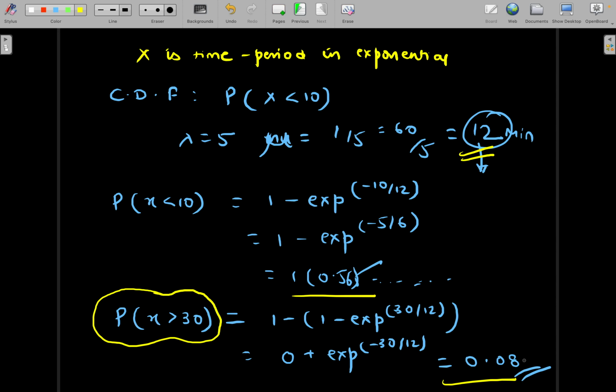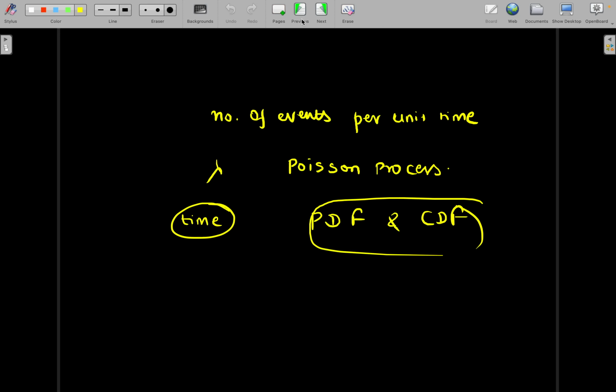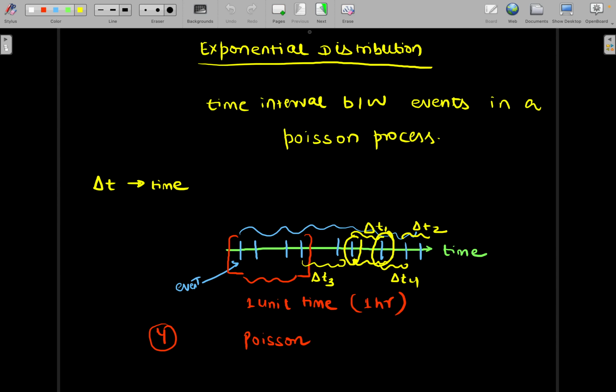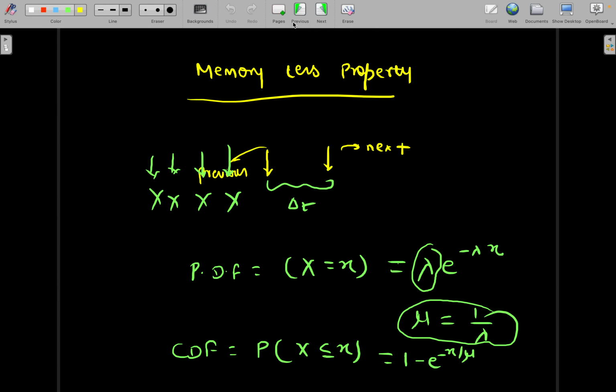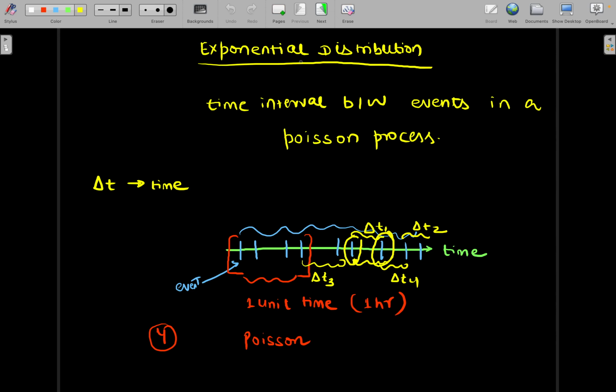So this was overall about the Poisson and exponential distribution. You can relate the Poisson and exponential distributions. Poisson is discrete and exponential is continuous. So you can correlate each other and study this Poisson and exponential distribution.